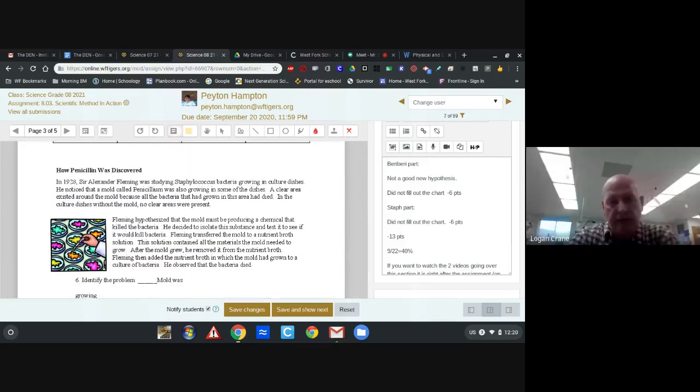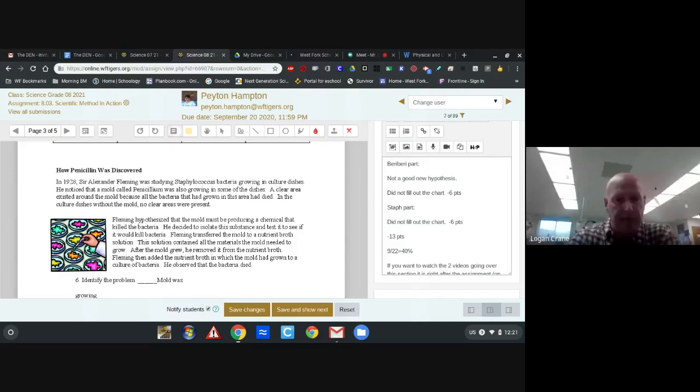in 1928, Sir Alexander Fleming was studying Staphylococcus bacteria growing in culture dishes. He noticed that the mold called penicillin, which he didn't know at the time, he discovered it, was also growing in some of the dishes. A clear area existed around the mold because all the bacteria that had grown in this area had died. In the culture dishes without the mold, no clear area was present.